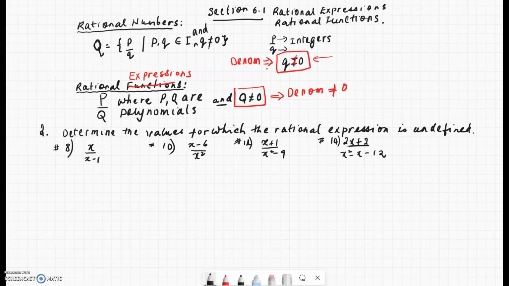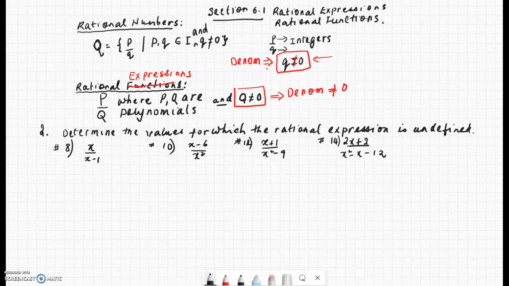In the previous video, we were evaluating rational expressions, which means we were plugging in the given values of x to figure out the value of that expression. Now, we're going to look at each expression and think about when exactly this rational expression is undefined.